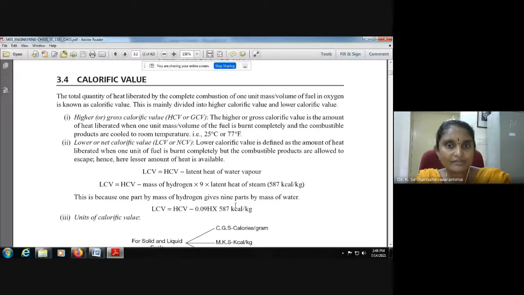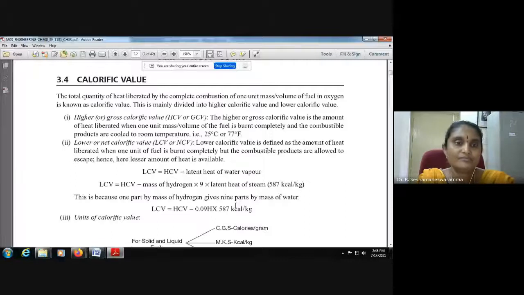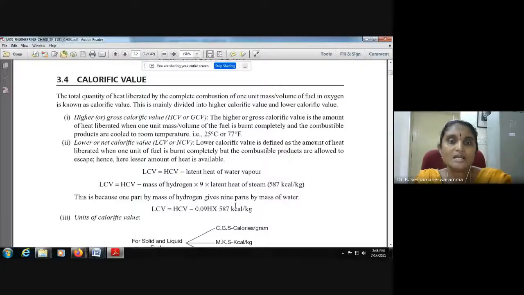Lower or net calorific value is the amount of heat liberated when 1 unit of fuel is burnt completely, but the combustion products are allowed to escape. So whatever gaseous products are there are allowed to escape. Hence, a lower amount of heat is available compared to higher calorific value. Lower calorific value is equal to higher calorific value minus latent heat of water vapor.